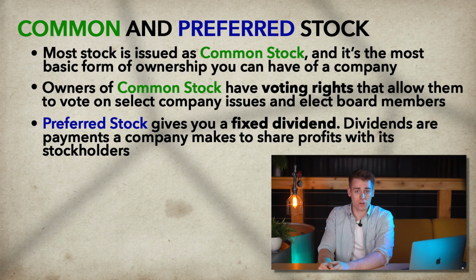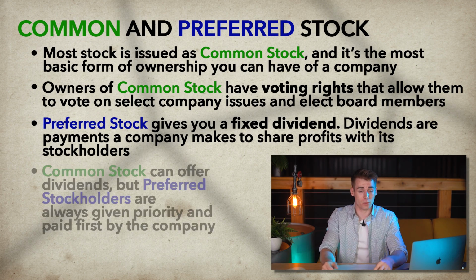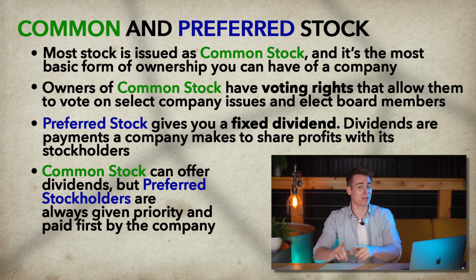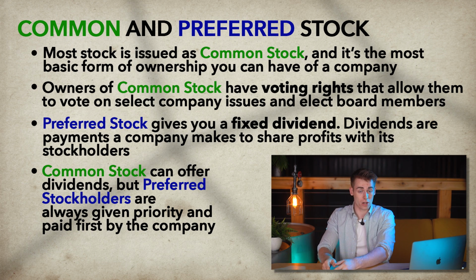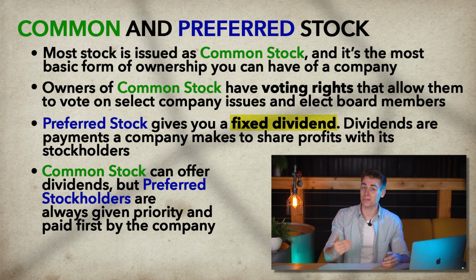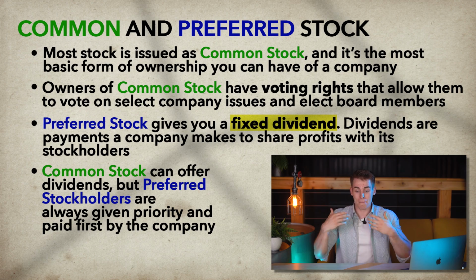Now, I do want to mention for clarity's sake that you actually can have dividends with common stock like we talked about earlier. The catch is that it's never guaranteed, versus with preferred stock, like we talked about, it is a fixed dividend. It is guaranteed, and you're always going to be paid first when it comes to a company paying out to investors. Make sense? Awesome. So let's go ahead and move on to the next chapter.